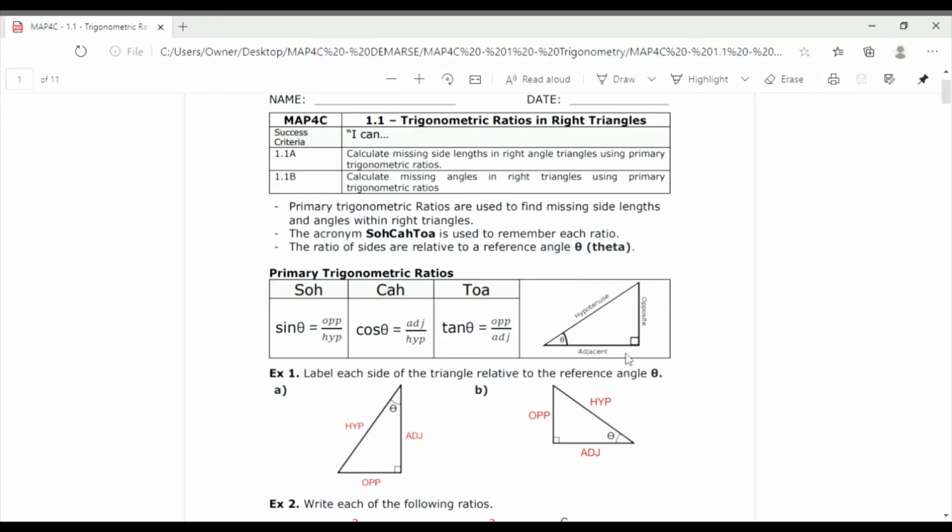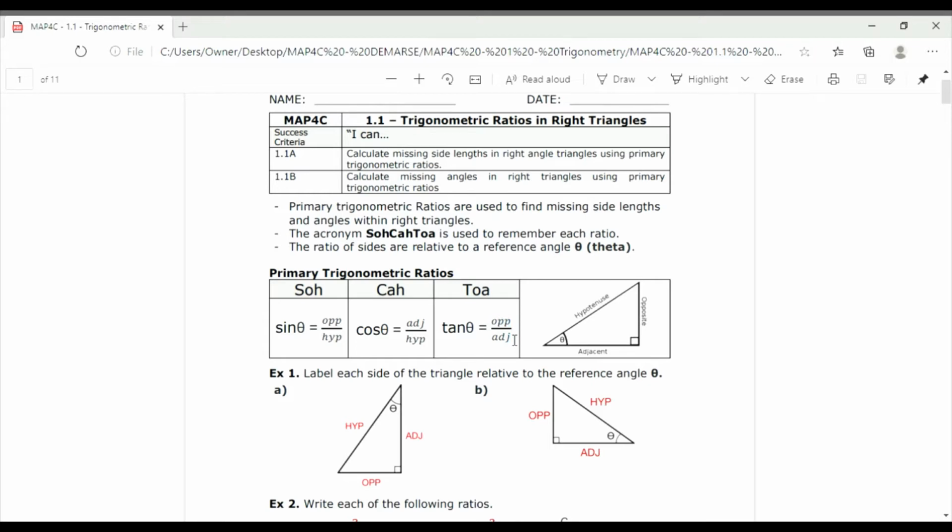Now, the three formulas for sine, cos, and tan are as follows. Sine of the angle theta is equal to the opposite side divided by the hypotenuse. Cosine of theta is equal to the adjacent side divided by the hypotenuse side. And when I say divided by, I mean the lengths of those sides being divided. And finally, tan of theta is equal to the opposite side length divided by the adjacent side length.